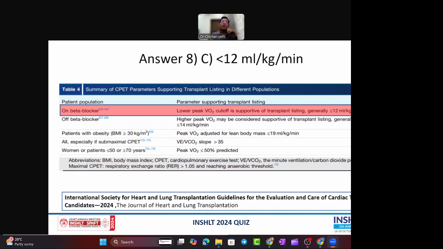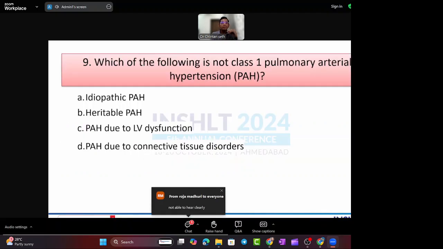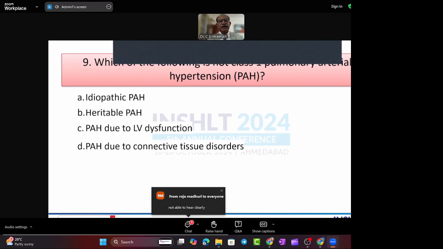If the patient is not on beta blocker for any reason, then the cutoff is less than 14 ml per kg per minute. Whenever there is a young patient, then instead of VO2 max only, we should also look at the VE/VCO2 slope, if it is more than 35, or peak VO2 less than 50% predicted. So here the answer is VO2 max on beta blocker, with a cutoff of less than 12 ml per kg per minute. Next slide, please. Which of the following is not class 1 pulmonary arterial hypertension?